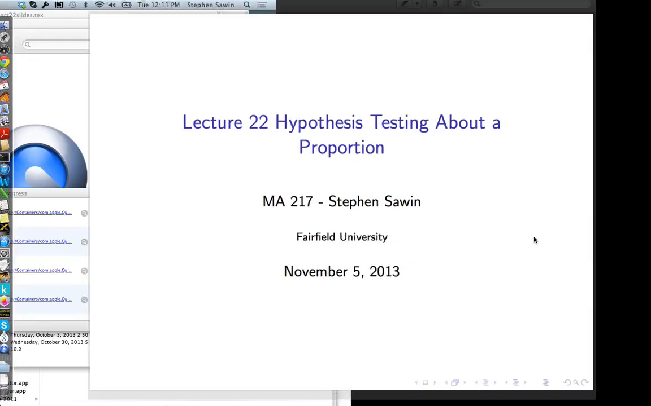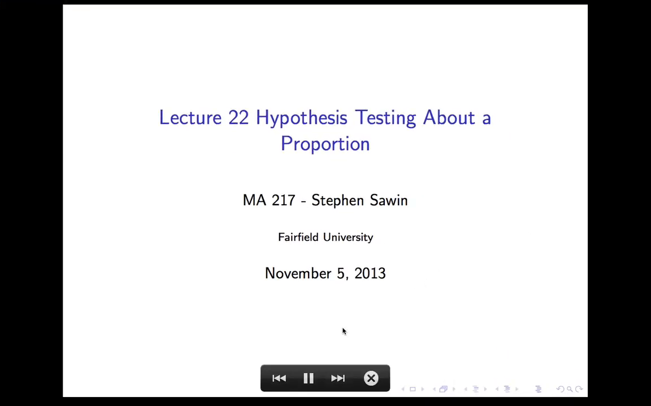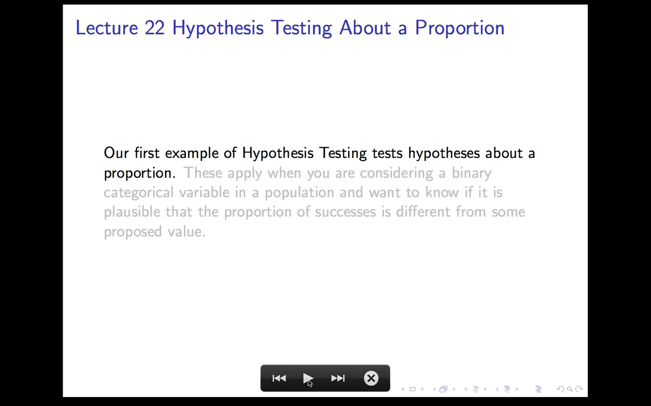Hypothesis testing about a proportion. I'll remind you that last time we went through an example of hypothesis testing where we kind of made things up as we went along. So now I'm going to teach you the procedure that we were secretly following then. So we're going to talk about hypothesis testing about a proportion.